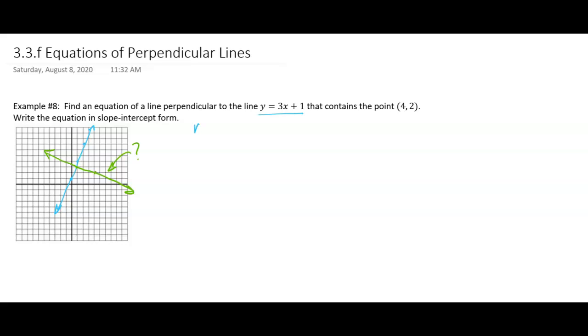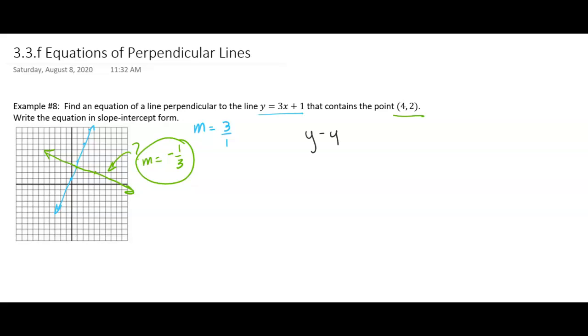The slope of the blue line is 3, or 3 over 1. So the line that we're trying to find, the green line, has to have a slope that's opposite, so it's going to be negative, and it has to be the reciprocal, so it's got to be negative 1/3. So that's going to be the slope that we're going to use, because our line has to be perpendicular to the blue line. So we have a point and we have a slope. So we go to point slope.